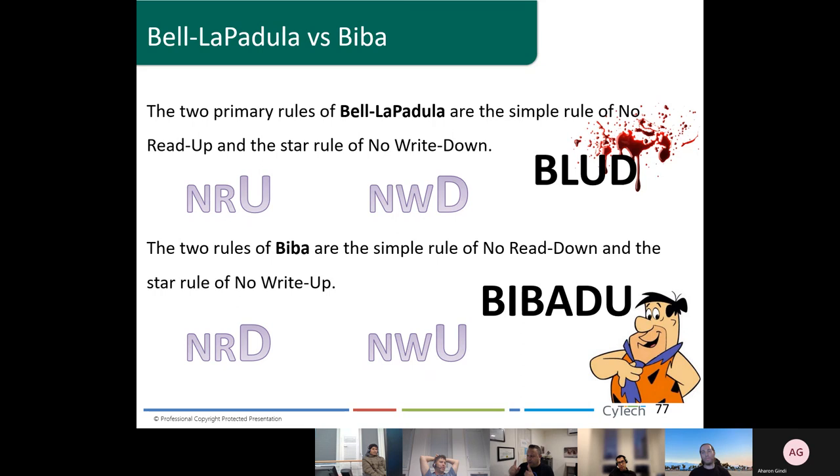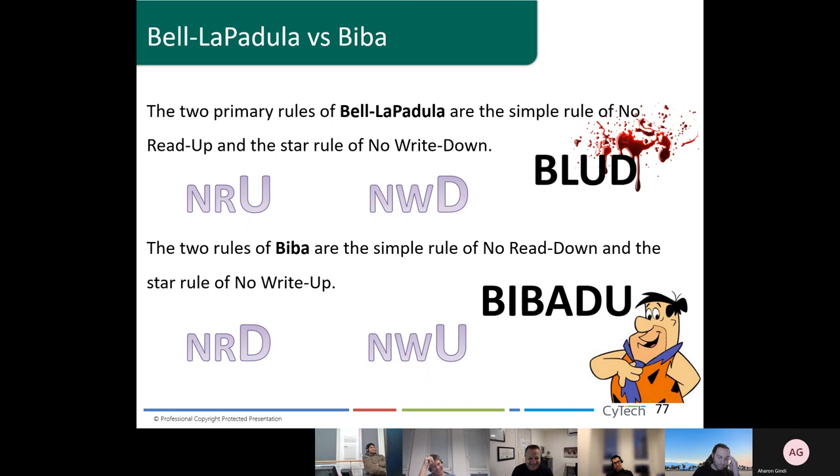What you do in your exam is simply write Blood and Bibadu. U D for Bell-LaPadula: NR-U, NW-D. And for Biba: NR-D and NW-U. You don't literally write blood, do you? It's hypothetical. It's not blood with double O, but it's blood. It's to get you to remember it. I'm all about your memory. I'm trying to give you the keys to success.